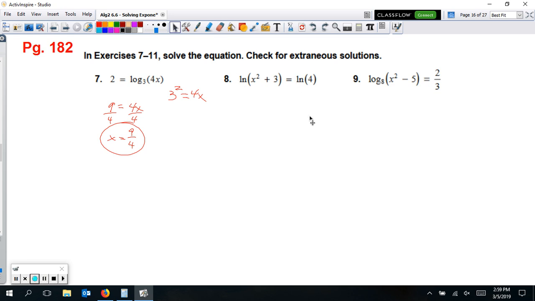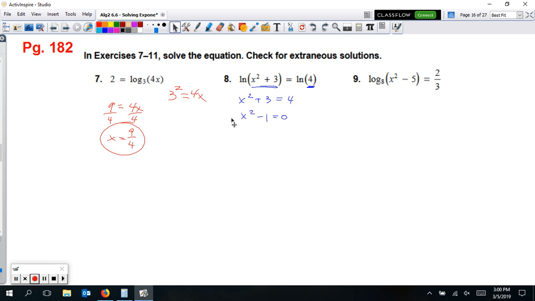So these logarithms can cancel each other out, which means we're just going to set these two parts equal to each other. So x squared plus 3 will equal our 4, because these logs are going to cancel each other out. Let's go ahead and subtract 3 from both sides. We could do it either way. We could subtract 3 from both sides and get 1 on this side, or I could subtract 4 and get x squared minus 1 equal to 0, because it is a quadratic.